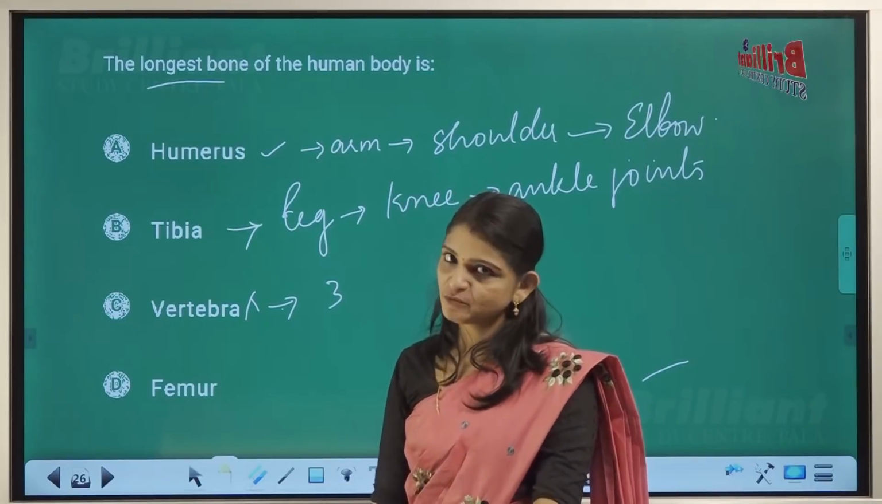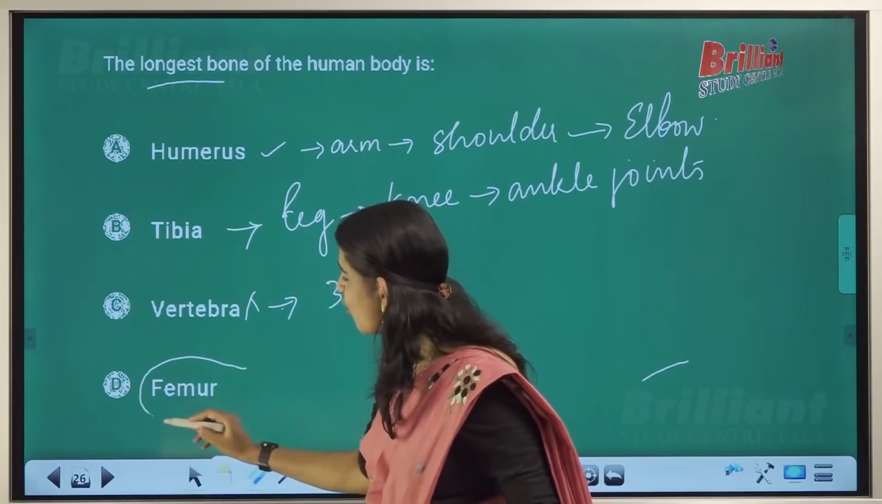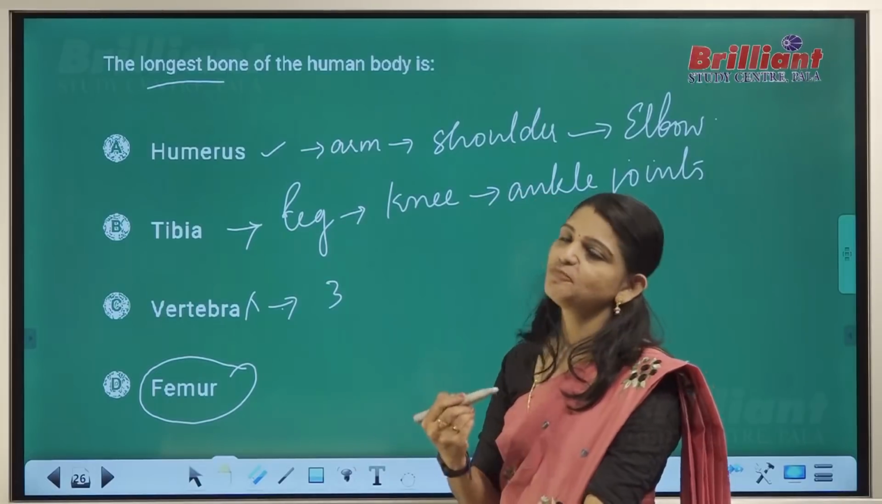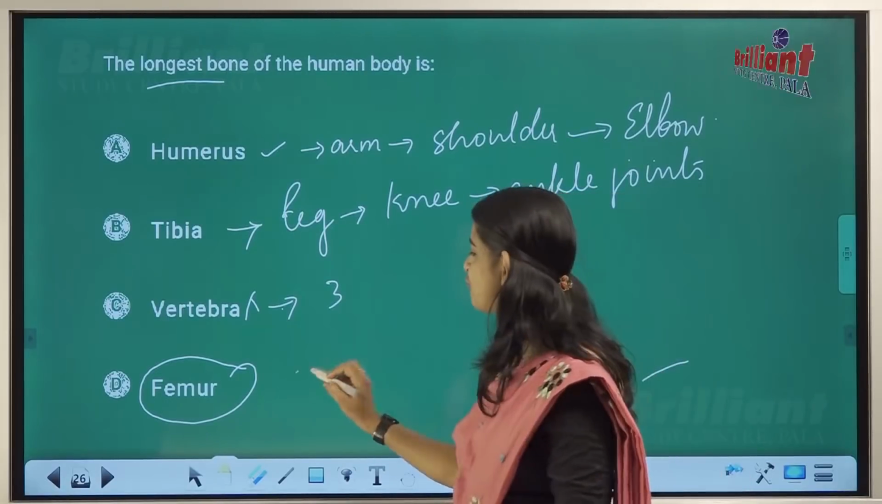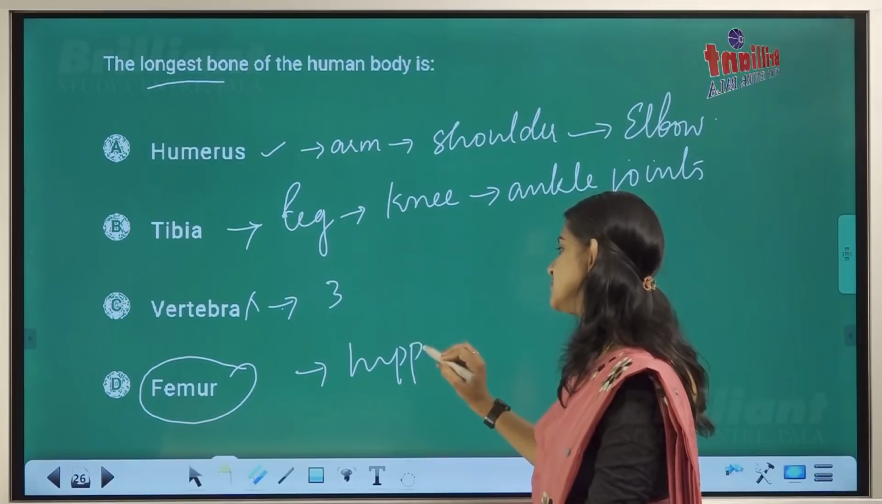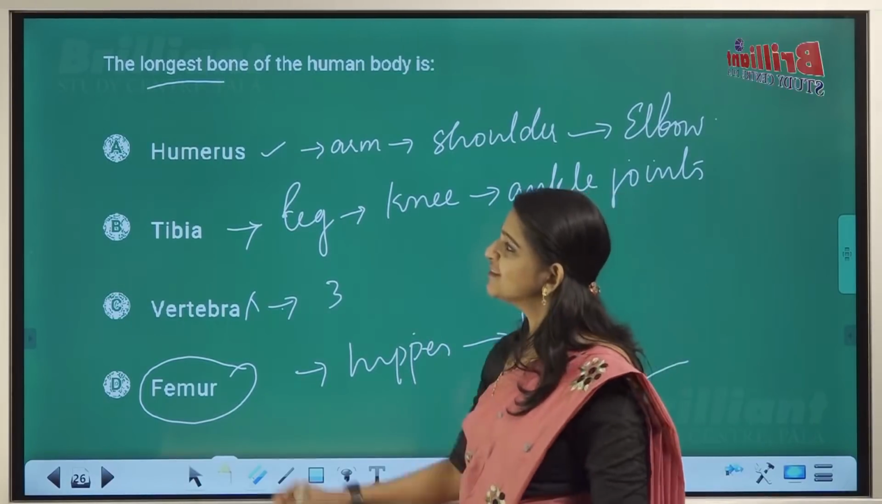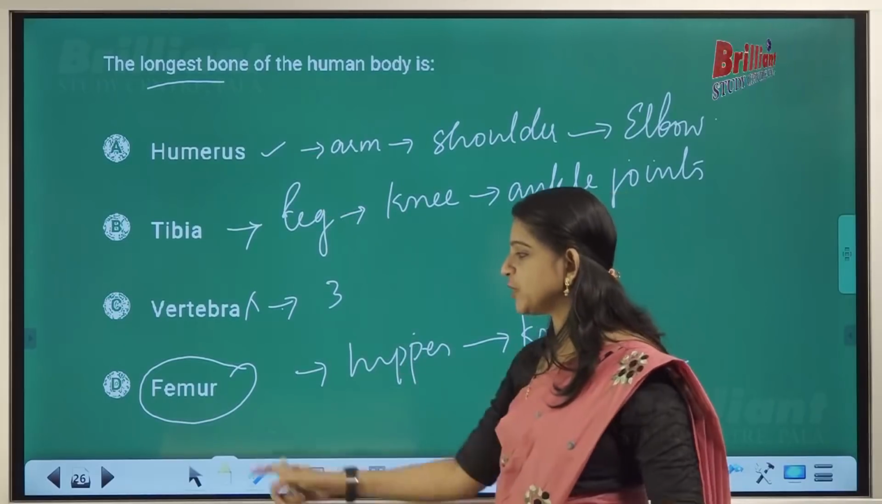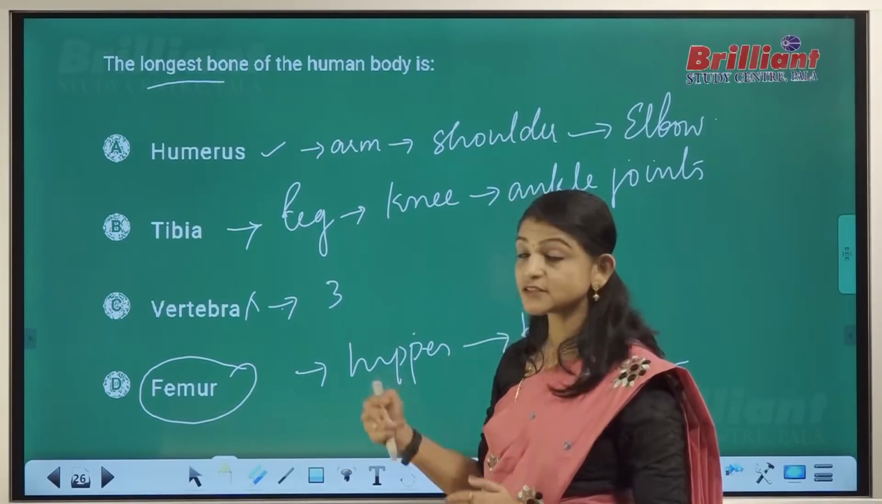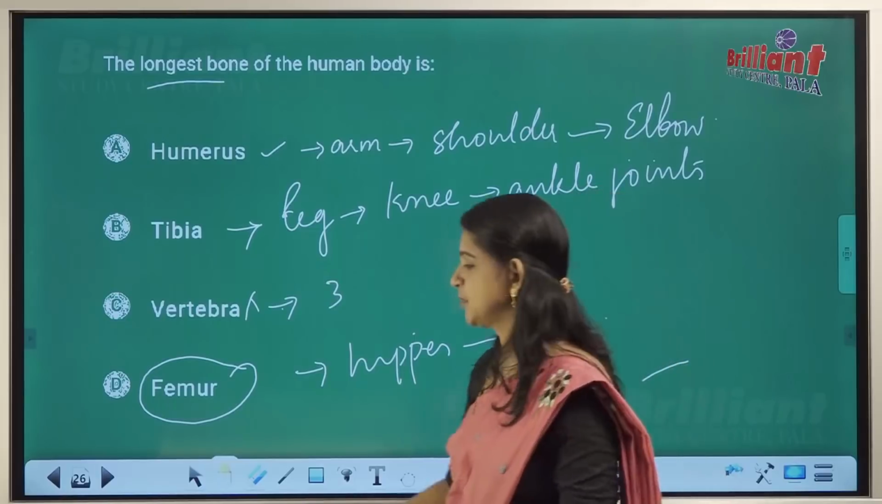Then femur. Femur, you know that it is the longest and strongest bone in the body from hips to knee. So from the option, that is the longest bone of the human body is femur. Longest and strongest bone of the human body is femur.